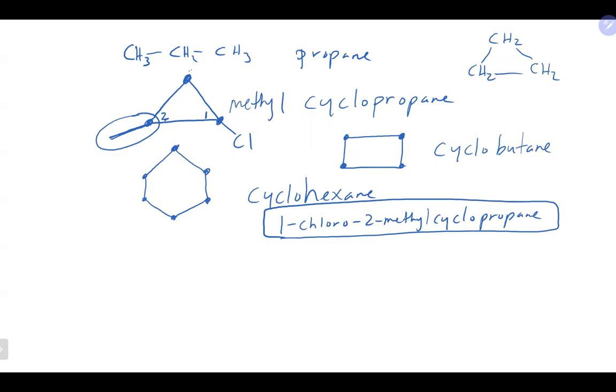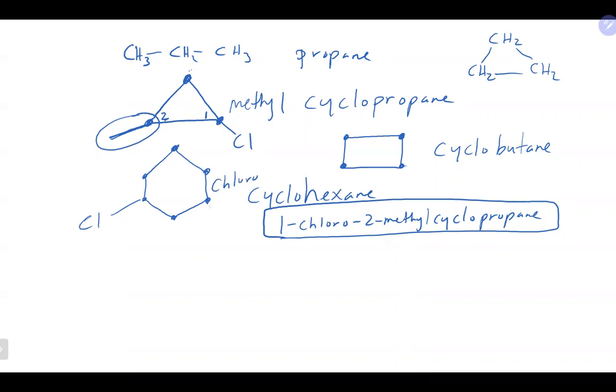If you have just one group attached in a cycloalkane, there's no need for the number because it's assumed wherever that thing is sitting will always be carbon number 1. That's why originally we just called it methylcyclopropane, because there was only one group attached. So that would be carbon number 1. Again, if I put a chlorine here, this then would be chlorocyclohexane. Again, you do not need a number because it's the only group attached. So this guy then would be chlorocyclohexane.